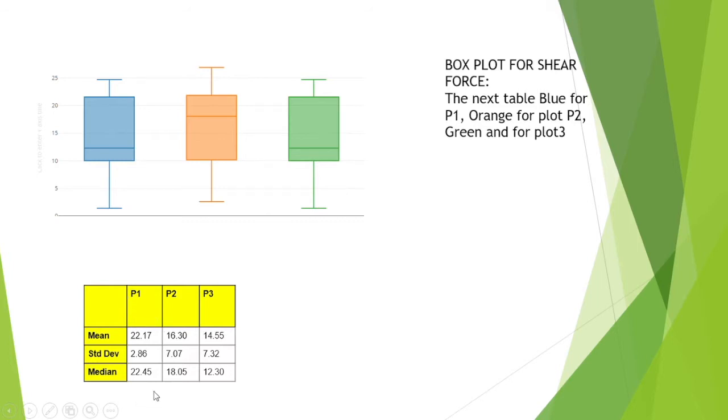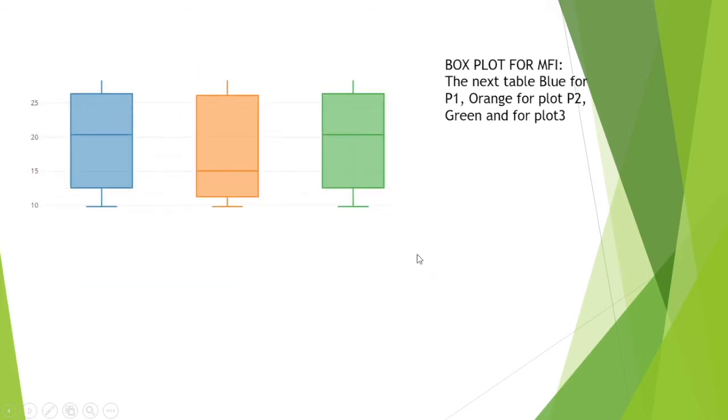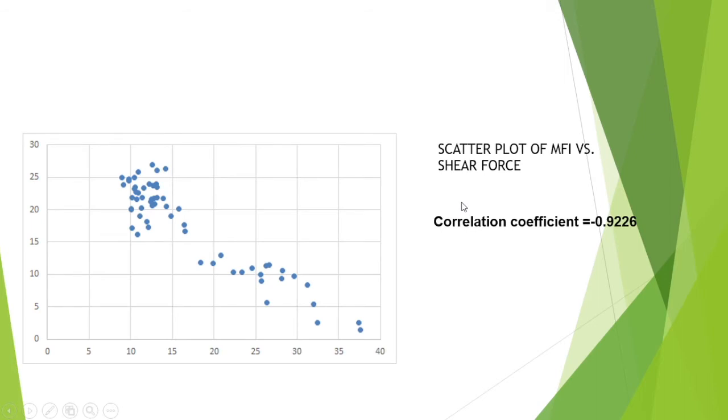We can see how the first batch had a higher average, but a lower standard deviation than the rest of them. We can also see how the MFI was behaving, and again the first one behaved differently from the rest of them. And when we compare the scatter plot of the MFI versus the shear force, it had a very strange correlation between them, having a number of minus 0.92, giving us actually dependency from one on the other.